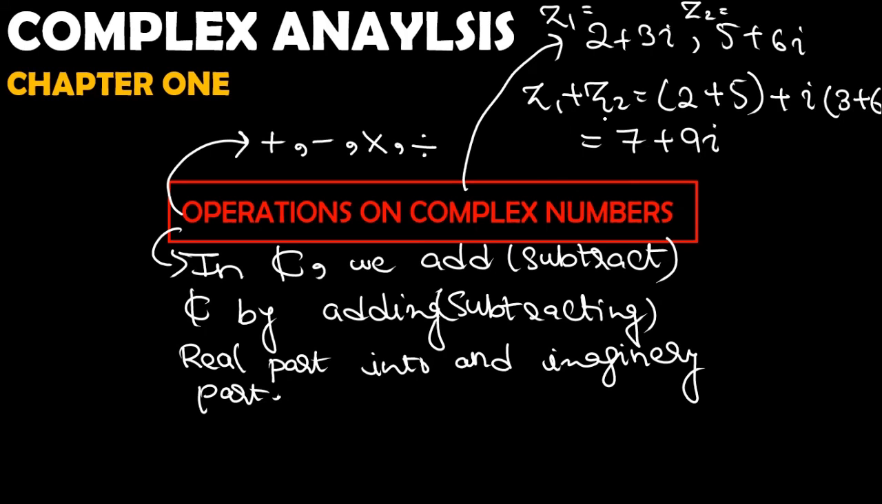Okay, so now, how to multiply two complex numbers?